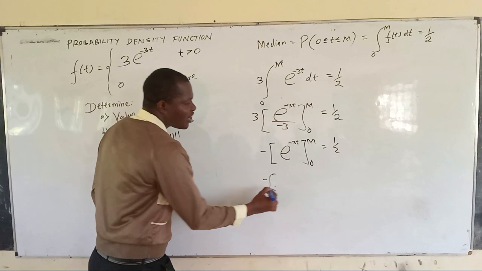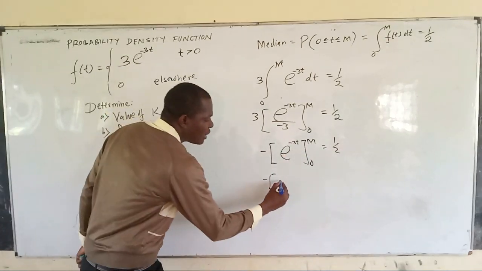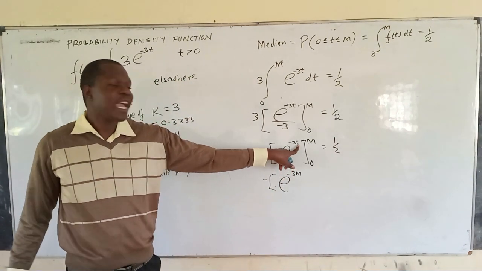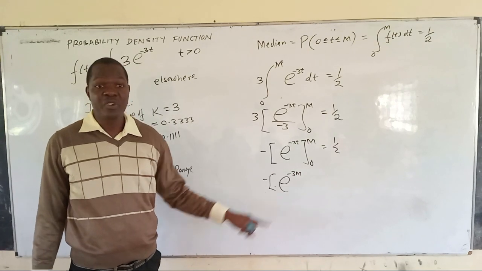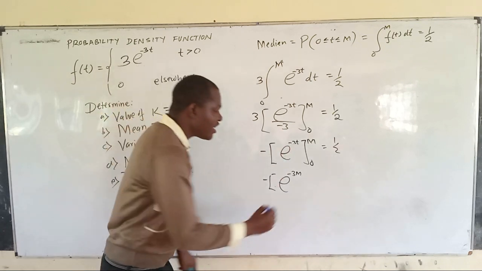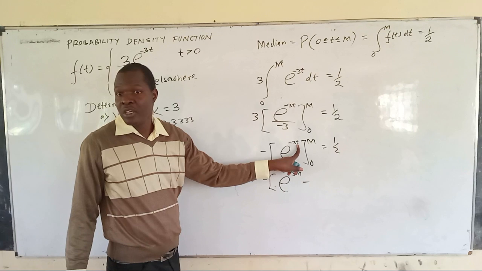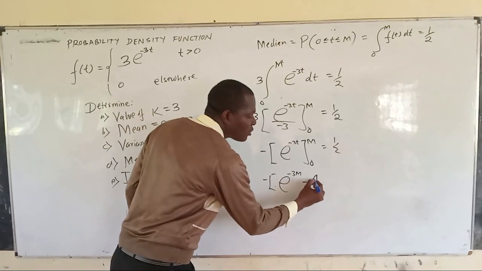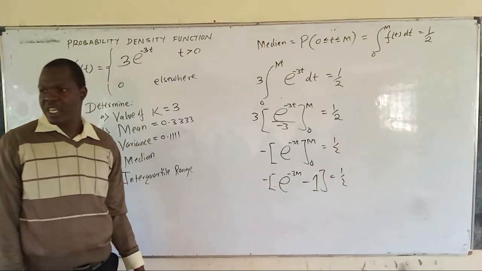So we have negative into, start substituting. When you put m, the upper limit, where t is, we get exponential negative 3m. See that one, we've substituted the upper limit. Then it is minus the lower limit. When you put 0 where t is, the whole of this will go to 0. So exponential raised to power 0 is what? It is 1. Is equal to a half, isn't it?